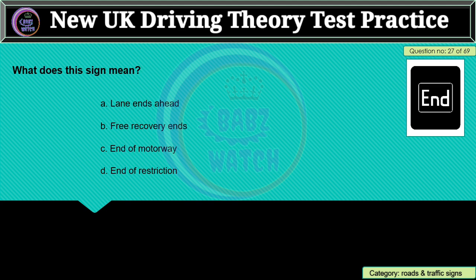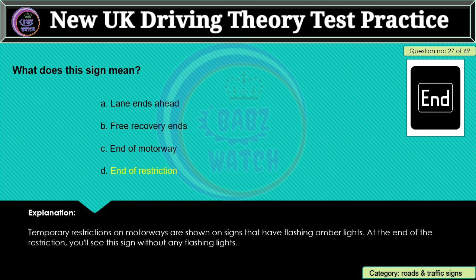Question 27 of 69. What does this sign mean? A. Lane ends ahead. B. Free recovery ends. C. End of motorway. D. End of restriction. The correct answer is D. End of restriction. Explanation. Temporary restrictions on motorways are shown on signs that have flashing amber lights. At the end of the restriction, you'll see this sign without any flashing lights.